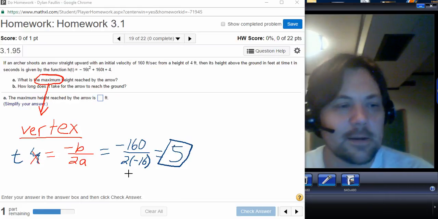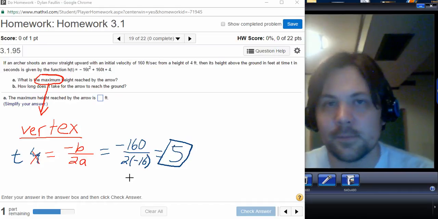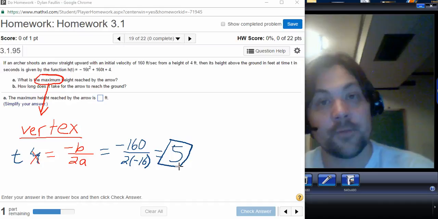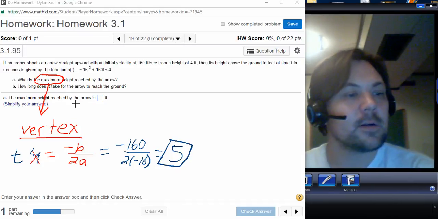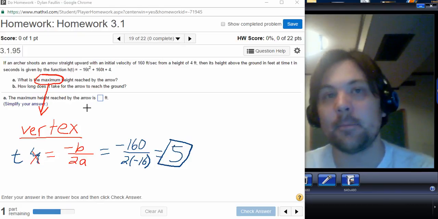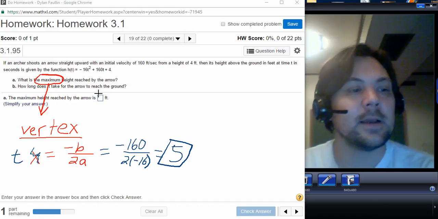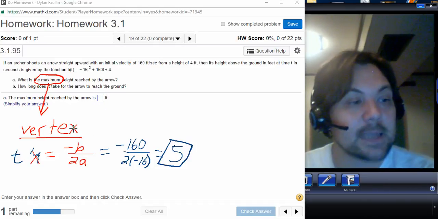Normally I would have to use a calculator on something like this, or I'd want to, just to save some time. But this one's not too bad to work out in your head. So we get 5. What that tells me is it takes 5 seconds for the arrow to reach its maximum height. However, the question is not asking for that bit of information. It's a necessary piece of information that I have to find, but that is not the answer that I'm looking for here. What I want to know is, what is the maximum height?